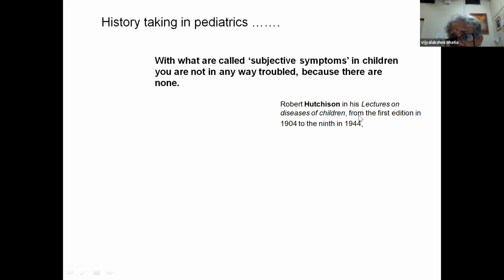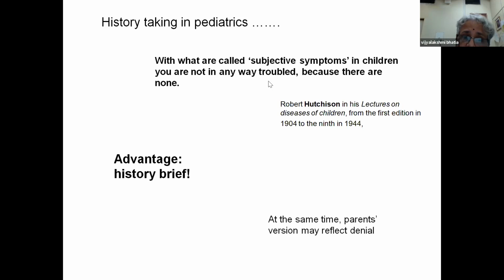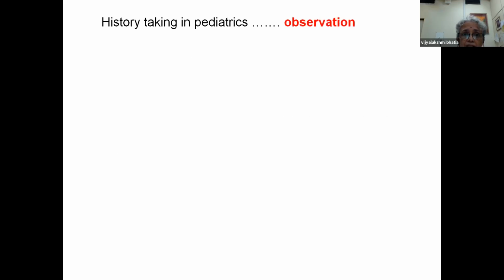And indeed, our famous Hutchison says that with what are called subjective symptoms in children, that is history taking, you are not in any way troubled because there are none. However, though the advantage is that history is brief, one problem is that the parents' version of the history may actually reflect denial. And secondly, comes a different way of history, and that is observation. History taking is replaced by observation in pediatrics.